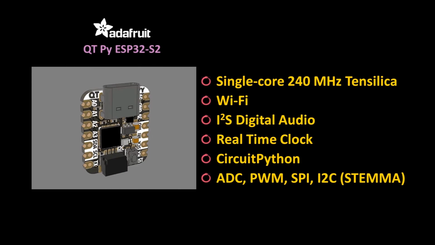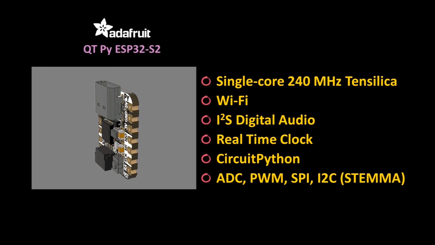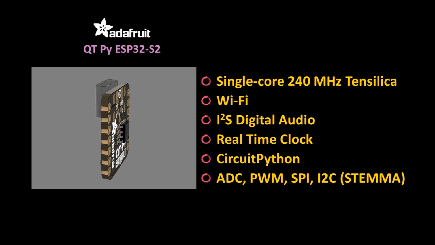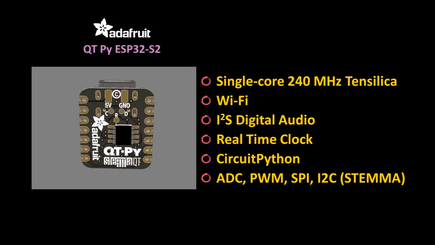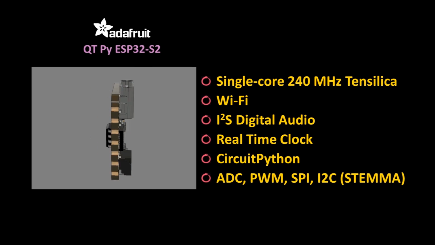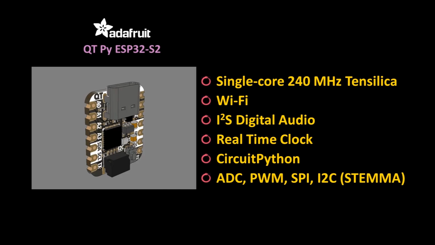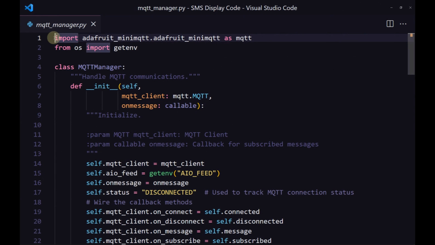An Adafruit QtPy ESP32 S2 will be used to monitor the Adafruit feed over the web using MQTT. The QtPy is a low-cost board with a single-core 240 MHz Tensilica chip. It's Wi-Fi enabled, it supports I2S digital audio, has a built-in real-time clock, it's designed to run CircuitPython, and it has features such as ADC, PWM, SPI, I2C, a stemma plug, and much more, all in an extremely compact form factor. I broke the CircuitPython code up into 6 parts.